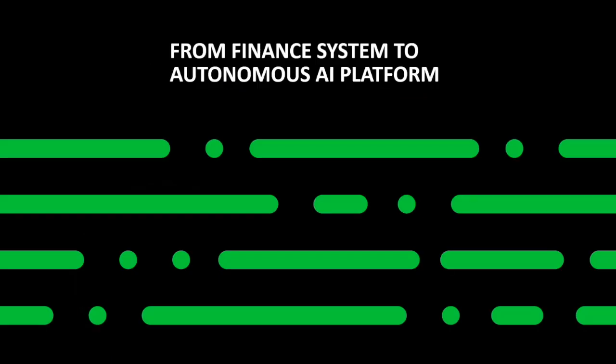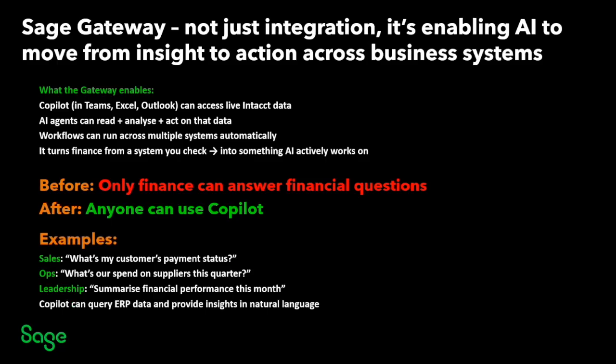To make it all sound a little bit more mystic and a bit more cloak and dagger, from finance system to autonomous AI platform, if anyone really wanted a tagline. But I like to give a bit more of an example and not keep it quite so mystic. So Sage Gateway, it's not just the integration, it's literally enabling the AI to move across these business systems, whether that's giving us insights, generating documents, or moving things through workflows and processes.